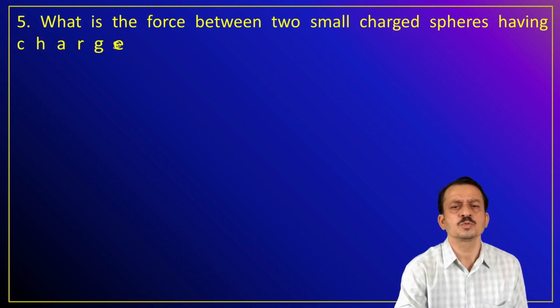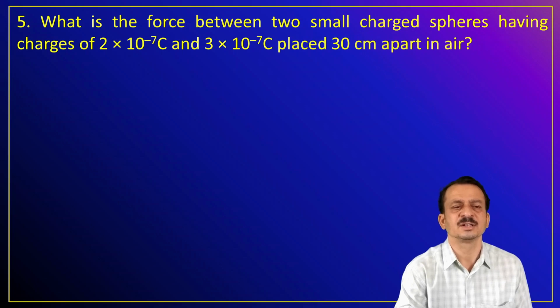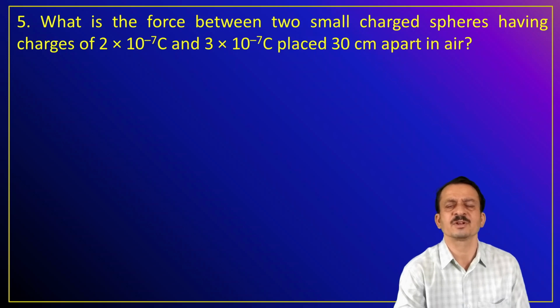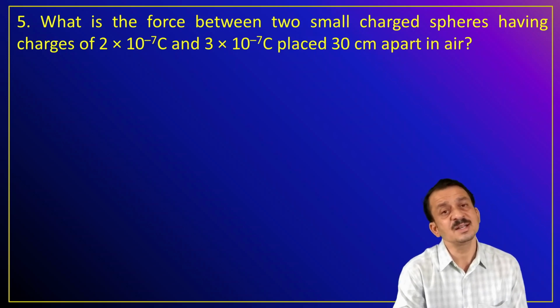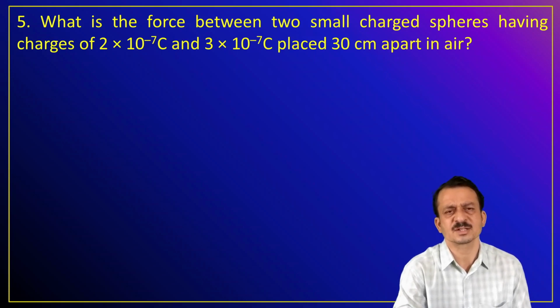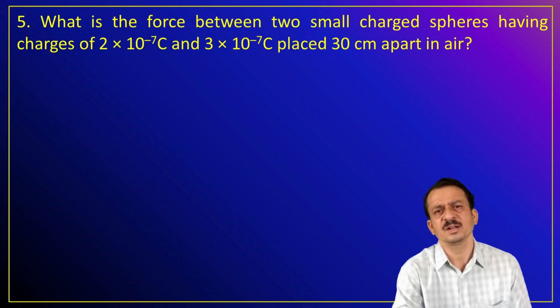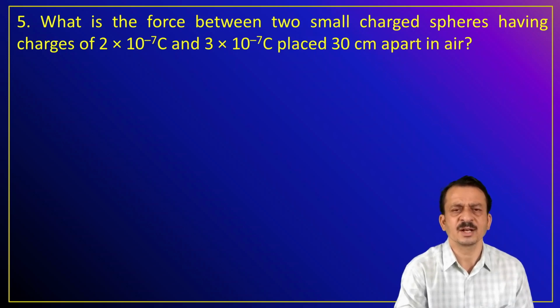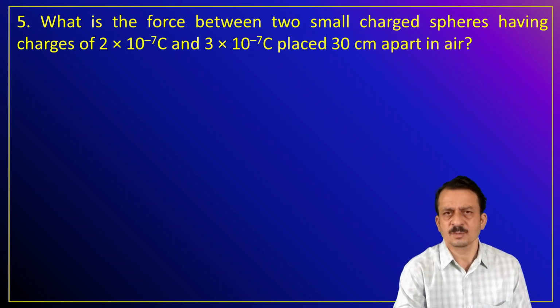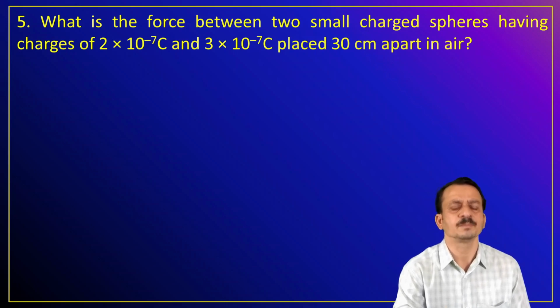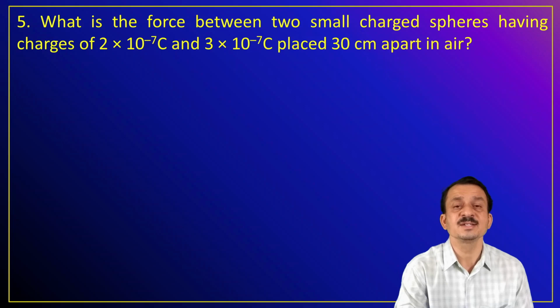What is the force between two small charged spheres having charges of 2 × 10 to the power of minus 7 coulomb and 3 × 10 to the power of minus 7 coulomb placed 30 centimeter apart in air? Here they have given two small spheres. Earlier we have studied that a charged sphere is assumed to be a point charge at the center of the sphere. In that manner we are going to solve this one. Both are positively charged. One is 2 × 10 to the minus 7 and the other is 3 × 10 to the minus 7 coulomb. They are placed at a distance of 30 centimeter.